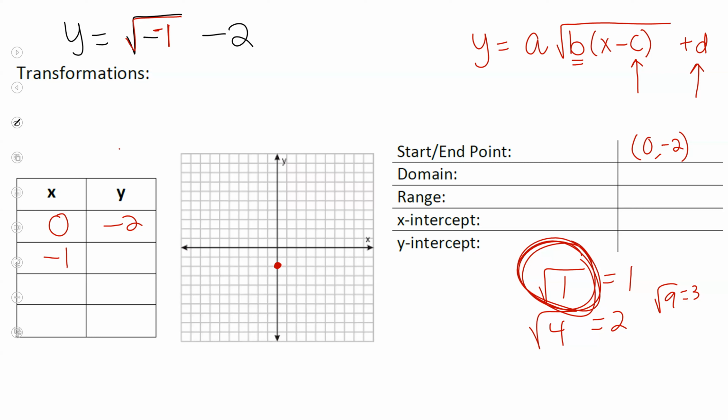Now let's evaluate this. What do 2 negatives make? So now I have a square root of a +1 minus 2. What's the square root of 1? It's just 1, so I don't need that symbol anymore. And what is 1 minus 2? -1, boom. So we found out another point for our table. Let's go ahead and graph this. -1, -1 is right here.